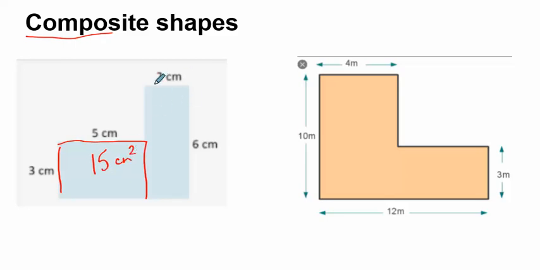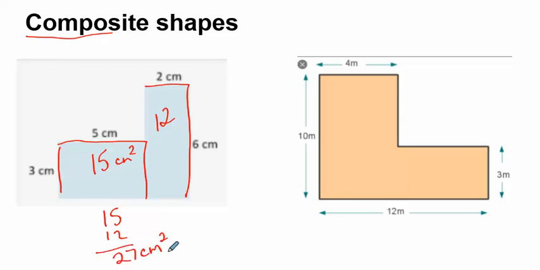Okay, and then this one here, this is 2 by 6. So 2 times 6 is 12. So to figure out the area of everything, then I would need to add it together. I would need to add it. Okay, so that's just 27 square centimeters. Okay. All right, let's look at this one over here. I'm going to do it this way. How about I do it this way? You can do it either way you want, but I'm going to do it this way.